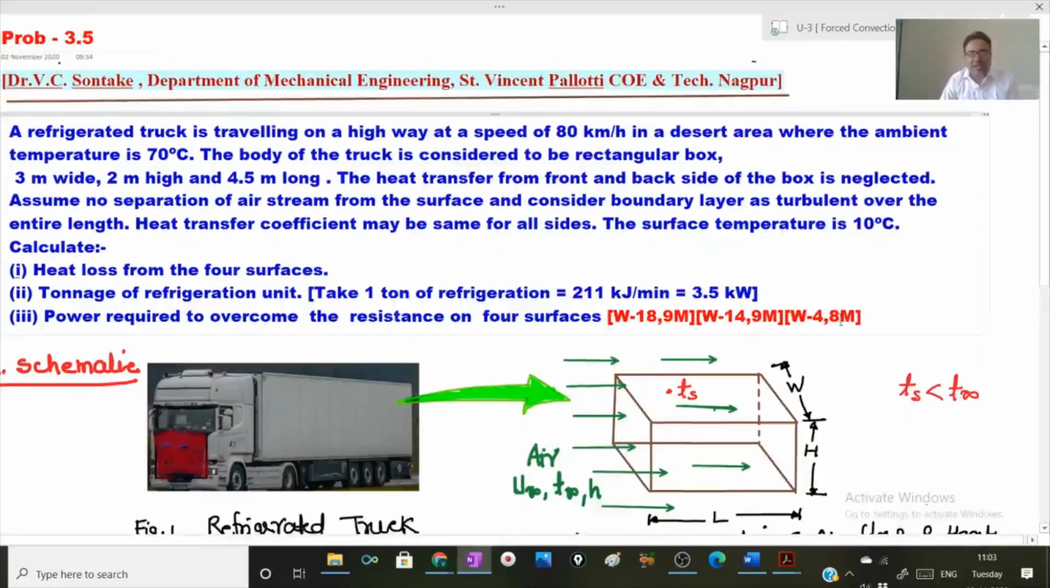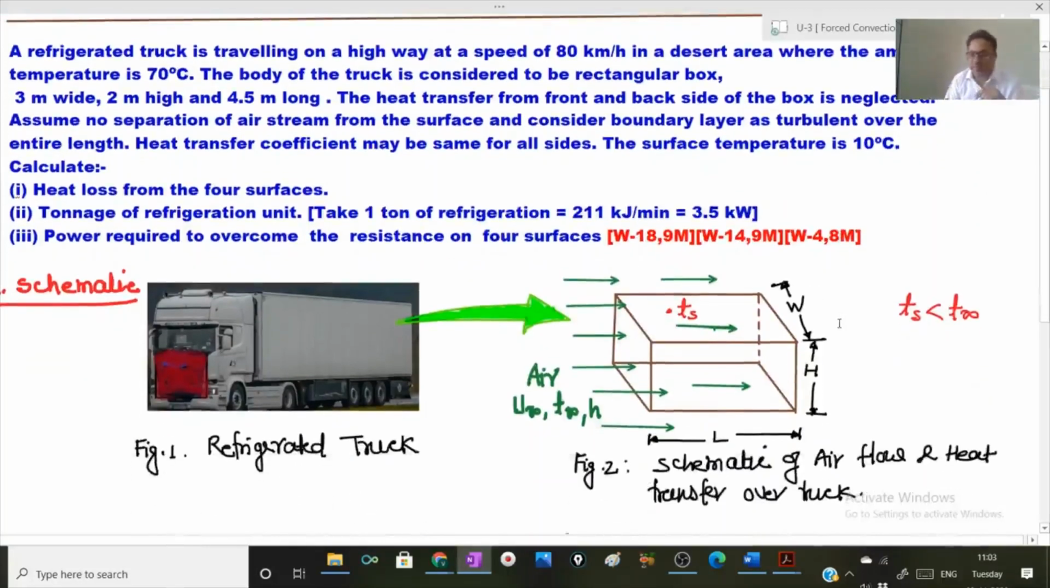Okay, so let us solve this numerically. So let us first draw the schematic of this problem. So figure 1 represented the refrigerated truck. You might have come across one such truck where this box is purely refrigerated. Okay, and it is used to carry some perishable items like milk or dairy products or any other food stuff which during transportation may get perished or spoiled due to heating.